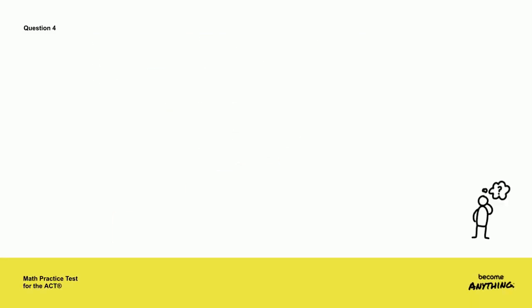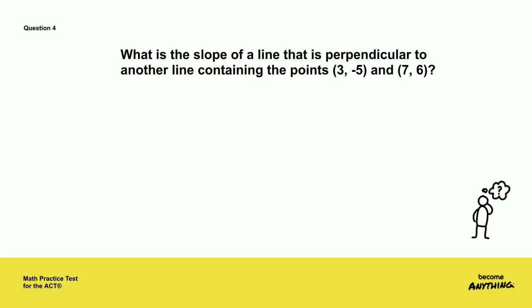Question 4. What is the slope of a line that is perpendicular to another line containing the points (3, -5) and (7, 6)? A. -4/11. B. 1/4. C. 11 over 4. D. -4.